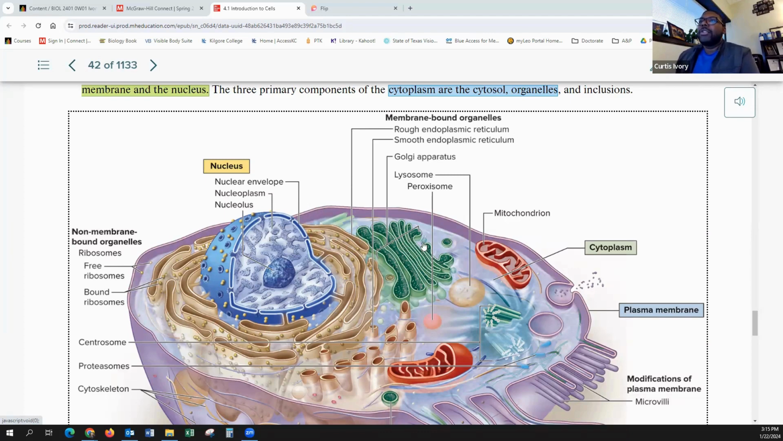This green portion you have here is referred to as the Golgi apparatus. That is what we call the mail or the post office of the cell. The Golgi apparatus is responsible for packaging and shipping proteins and things the cell needs to outside the cell, or bringing them into the cell. So it works just like our FedEx or UPS. It packages up things to be shipped out of the cell.